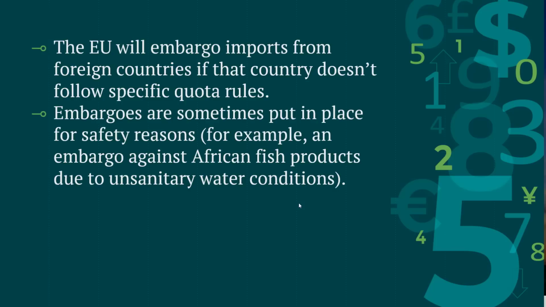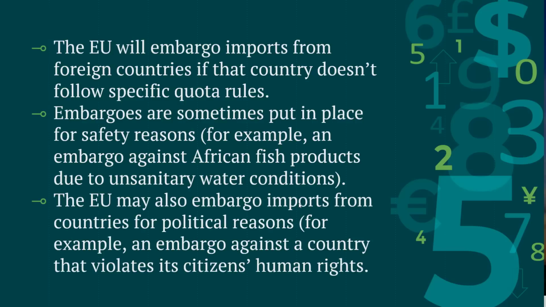Embargoes are sometimes put in place for safety reasons. For example, an embargo against African fish products due to unsanitary water conditions. If the water is not clean, the fish will not be healthy or safe. And the EU may also embargo imports from countries for political reasons. So they might use an embargo against a country that violates its citizens' human rights. They might say, we don't want to support that.